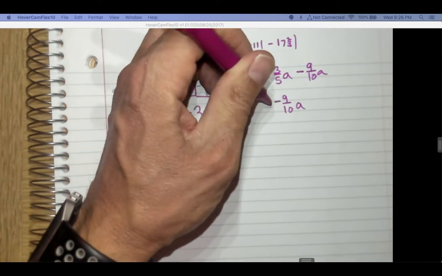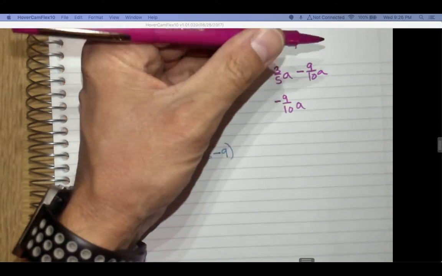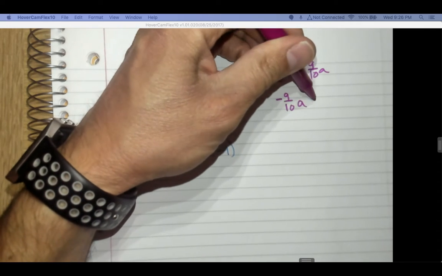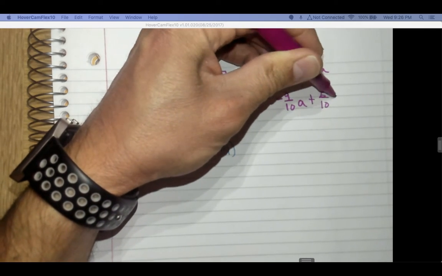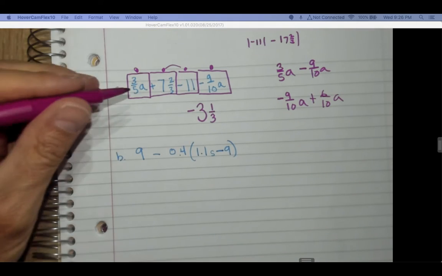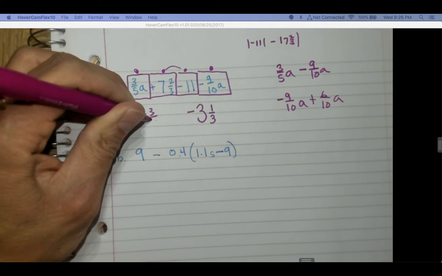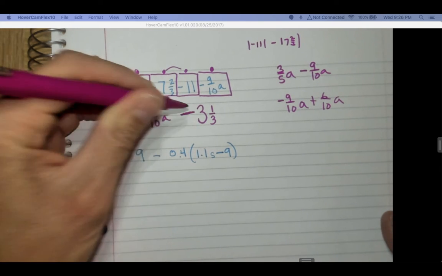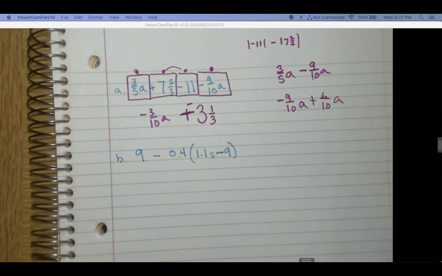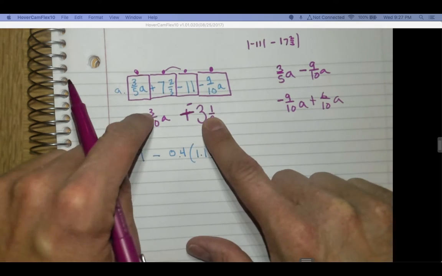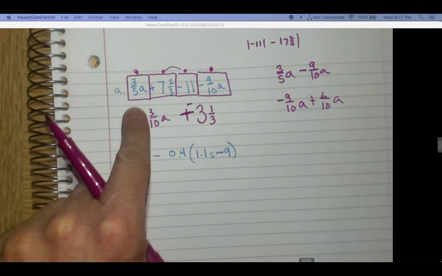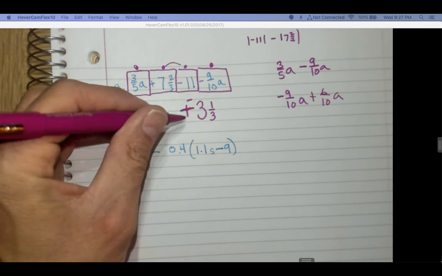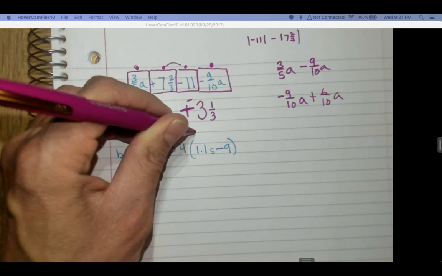And then I am adding to it 6/10 A. And so when I put those two together, I would have negative 3/10 A, and it would be minus 3 1/3. So I could have this, or I could rewrite it as that. Okay. I could put the terms in the opposite order, but typically we put ones that have variables in front of constants. Okay. And so either this, or it would be negative 3/10 A minus 3 1/3.